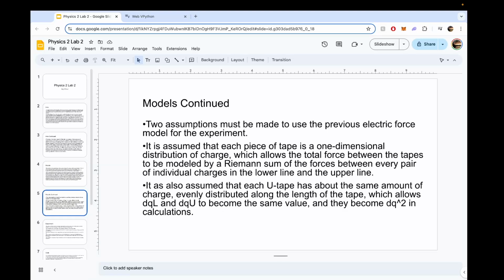We have to make assumptions, obviously, to successfully do this lab. It is assumed that each piece of tape is a one-dimensional distribution of charge, which allows the total force between the tapes to be modeled by a Riemann sum of the forces between every pair of individual charges in the lower and the upper line. It's also assumed that each U-tape has about the same amount of charge evenly distributed along the length of the tape, which allows dQL and dQu to become the same value, and then they become dq squared in the calculations.